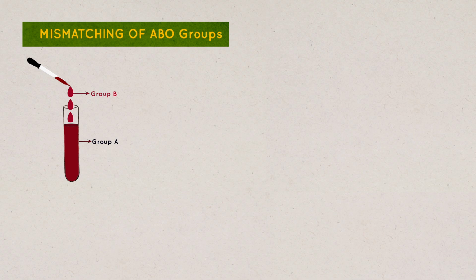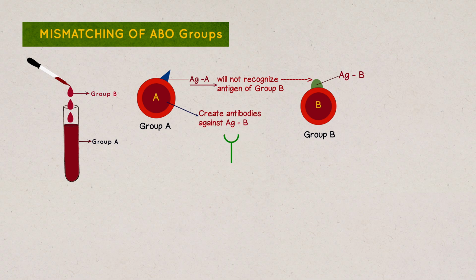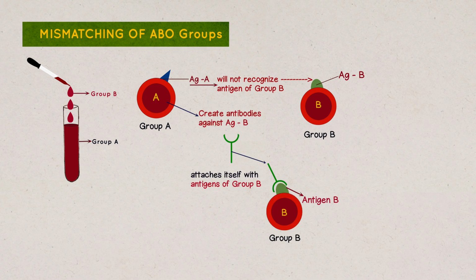Let's take some blood of group A in a test tube and mix it with blood of group B. The red blood cells of group A contain antigen A, and the red blood cells of group B have antigen B. Blood of group A will not recognize the antigen of group B, and it will start forming antibodies. The antibodies of group A will attach themselves to the unknown antigens of group B to fight them. This will create an antigen-antibody reaction which will result in clumping of red blood cells.